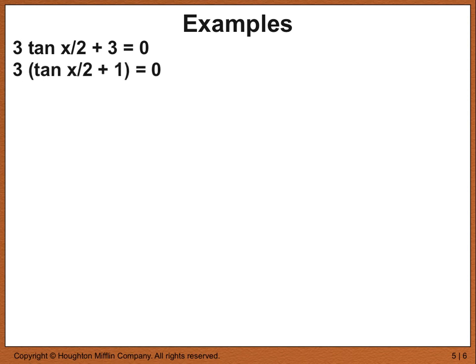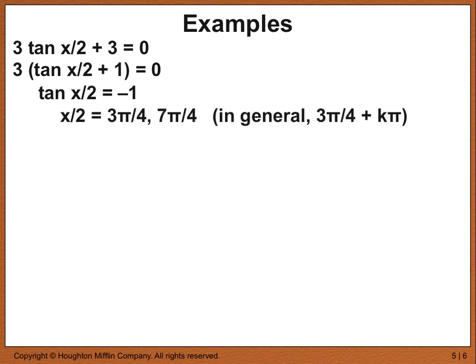All right, so this is what we have. We have 3 times tan x over 2 plus 1. We simply factored out the 3. And since we factored out the 3 and we have 0 on the right side, we just divide both sides by 3 and we end up with tan x over 2 plus 1 equals 0, and that of course simplifies to tan x over 2 equals -1.